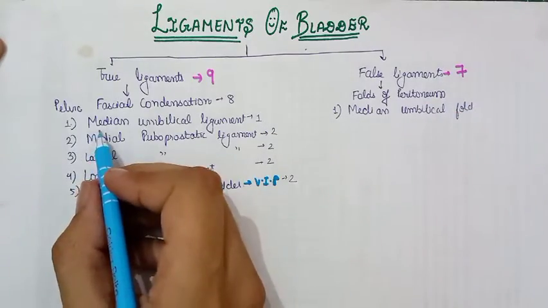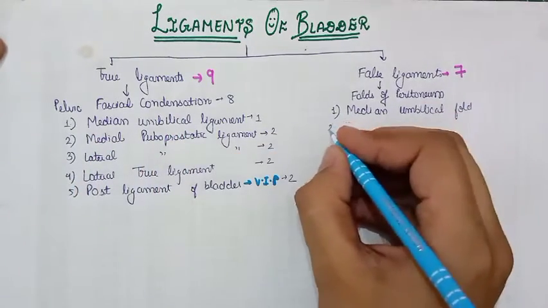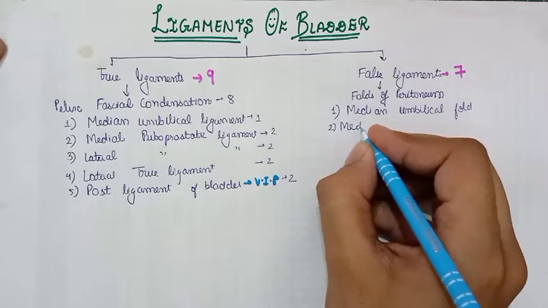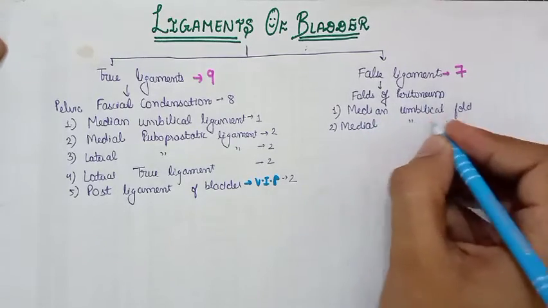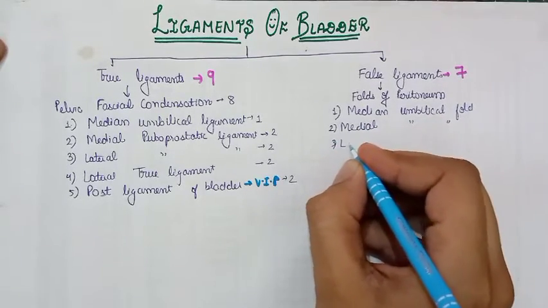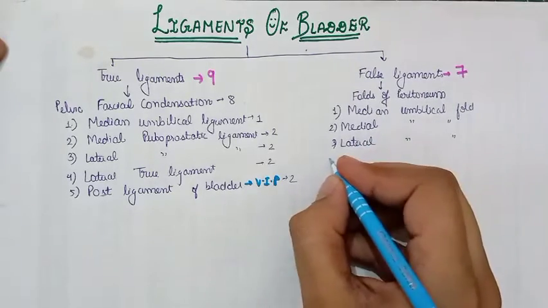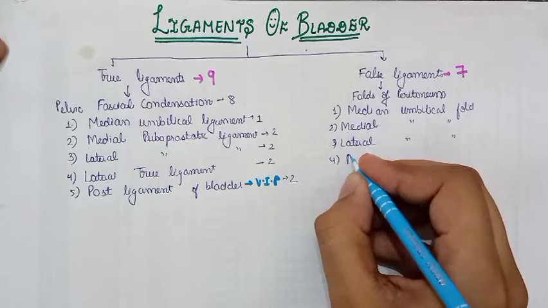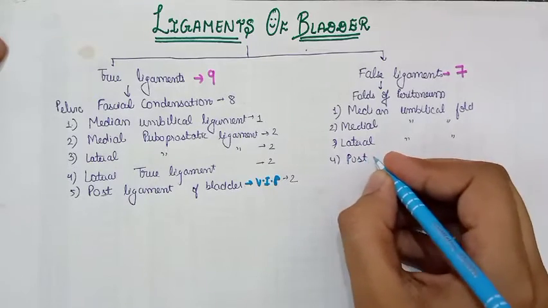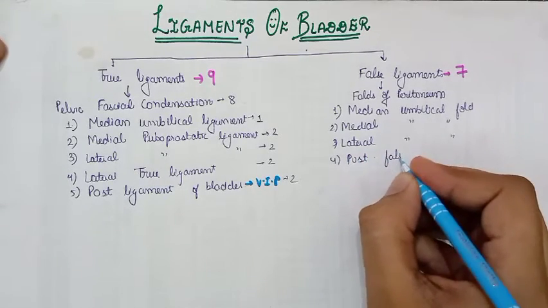Like that of the median umbilical ligament. Second we have the medial umbilical fold. Third one is the lateral umbilical fold. Fourth one is the posterior false ligament.